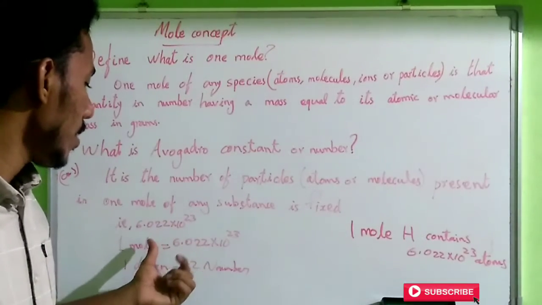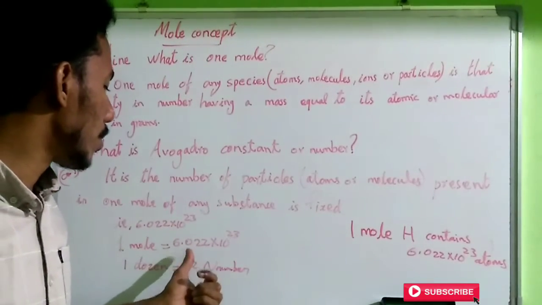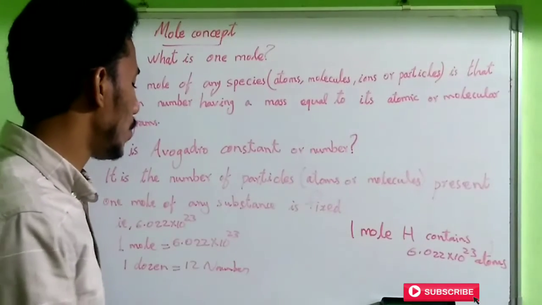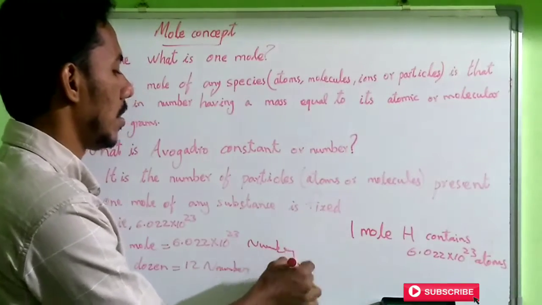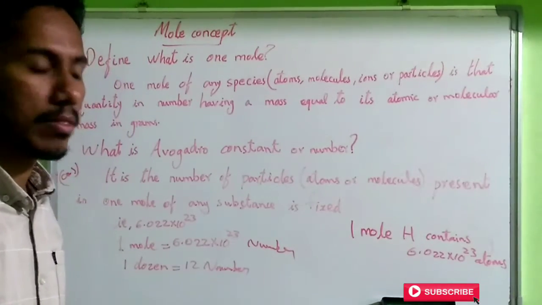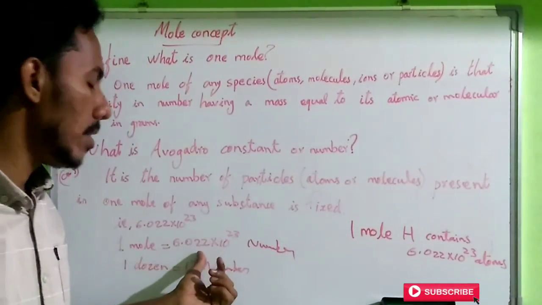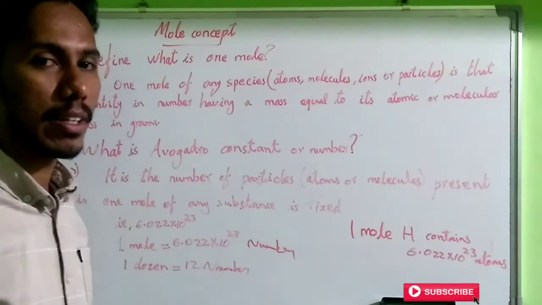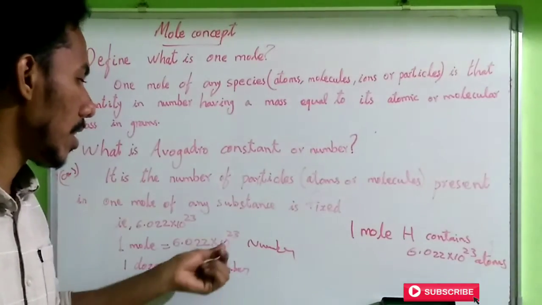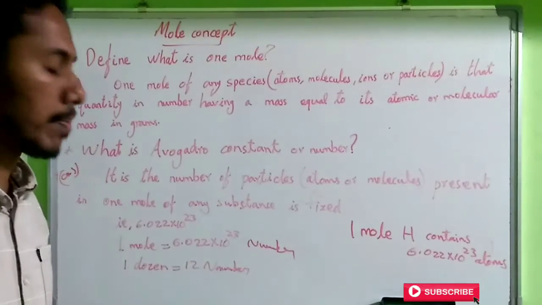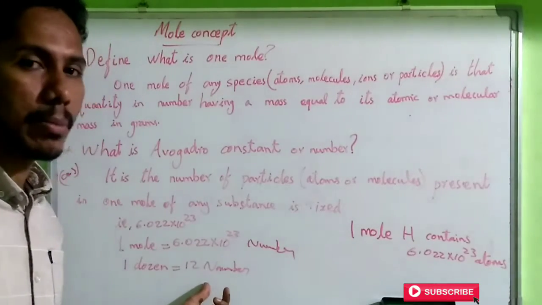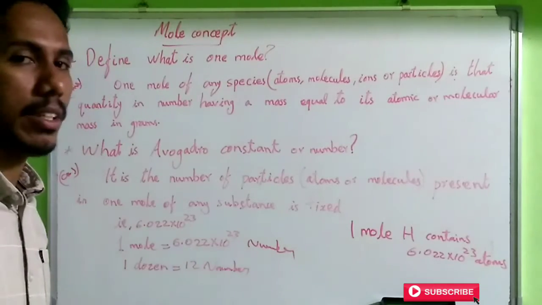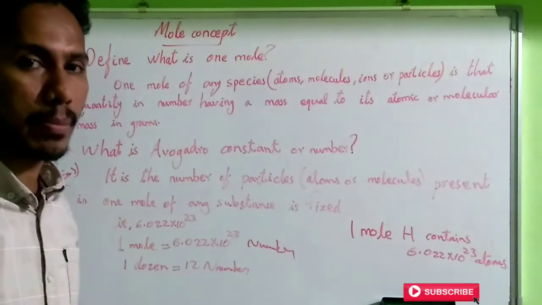So 1 mole is equal to 6.022 into 10 raised to 23 number. This is the quantity. 1 mole contains this number of particles. It's a huge amount. 10 raised to 23 is a huge amount. Here we say 1 dozen is 12 number. In the same way, 1 mole is this Avogadro number.